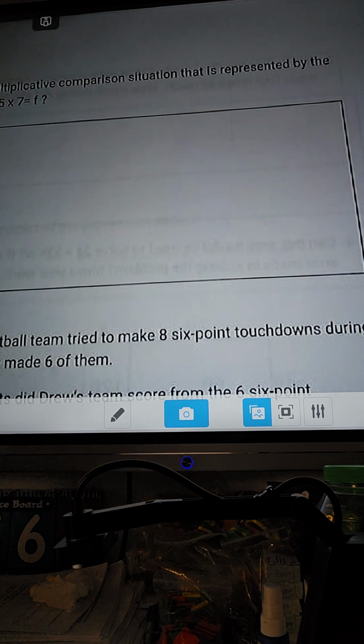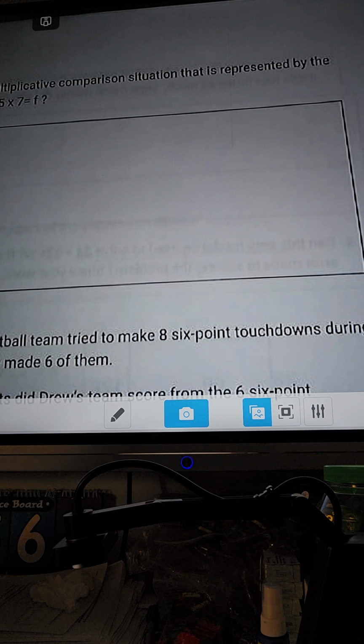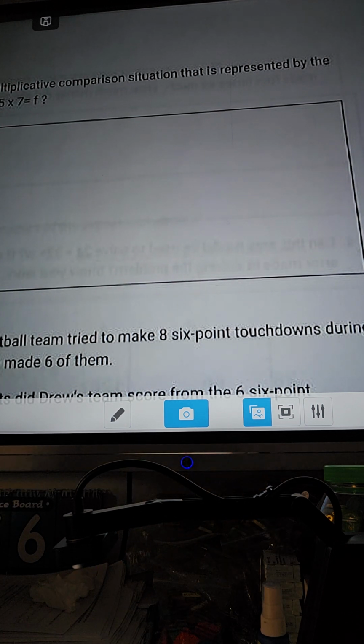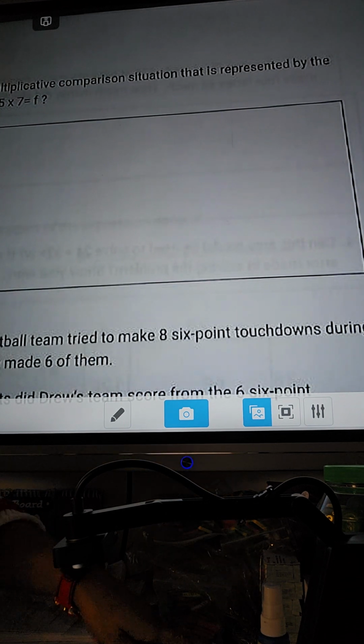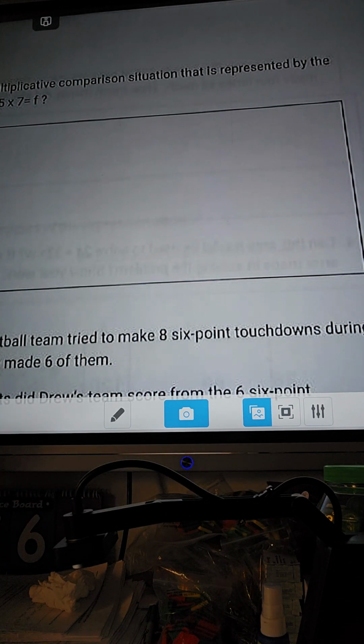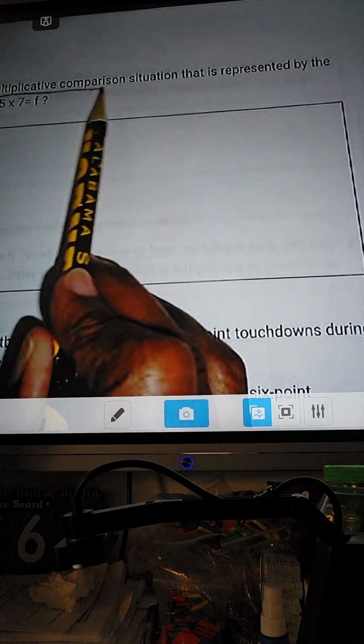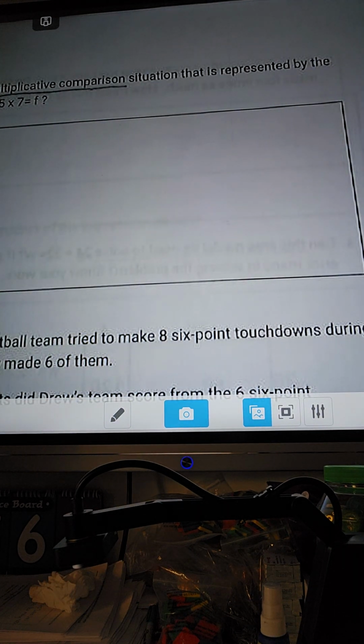Okay. All right. So let's go ahead and get started. Number one. Now this one, they sort of made me feel like I didn't teach anything this year. It says write a multiplicative comparison situation that's represented by the equation 45 times 7 equals F.